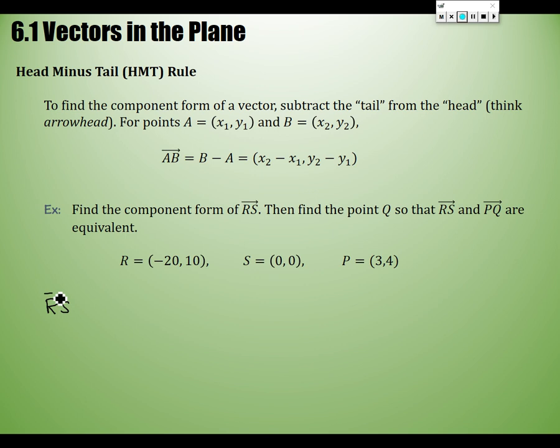So when you're ready, let's use the HMT rule, the head minus tail rule. We're going from R to S to take these 2 points and construct for ourselves the vector from R to S. This is weird because we're taking a vector from R that points to the origin instead. It's a little weird. It's okay. So what is S minus R? What do we get here when we write the vector? 0 minus negative 20 is positive 20. And 0 minus 10.